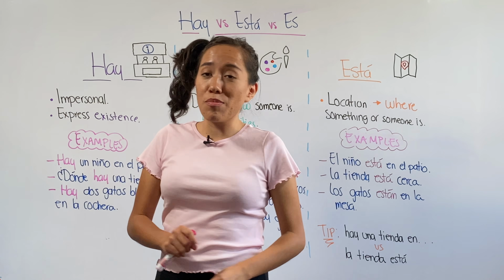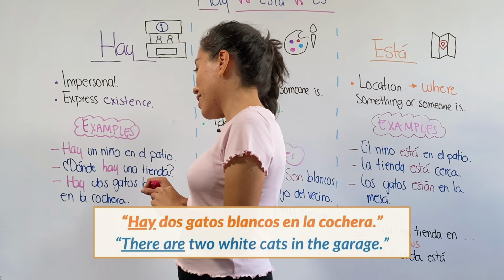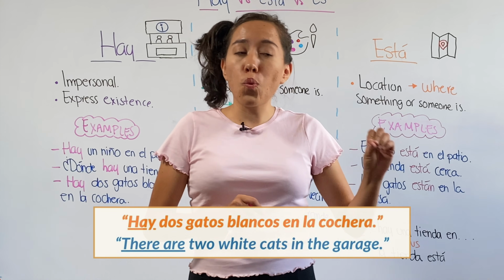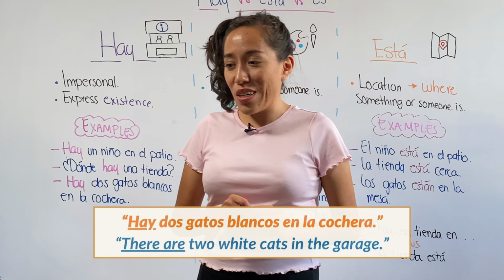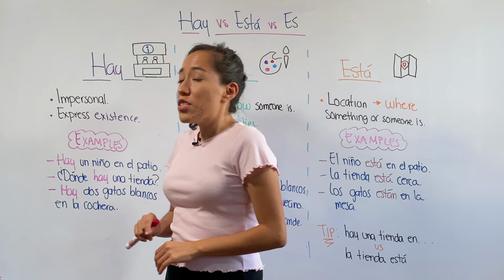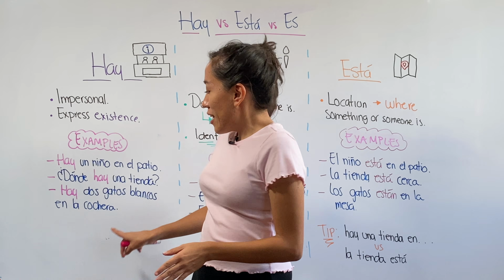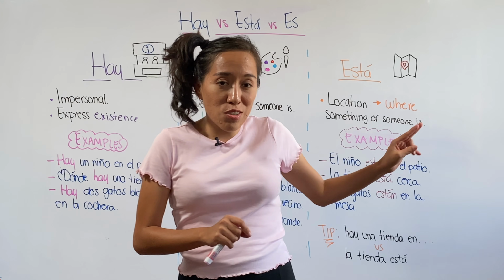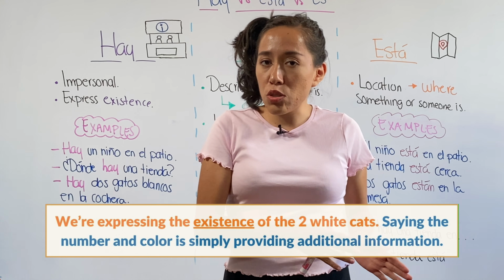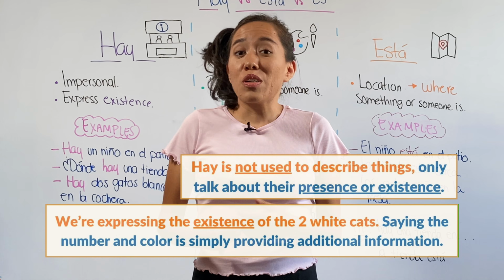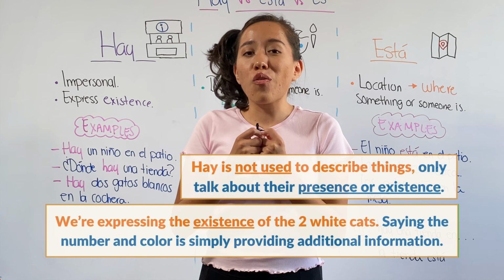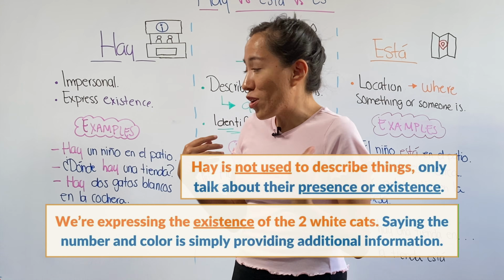The next example. Hay dos gatos blancos en la cochera. There are two white cats in the garage. What are they doing there? Can you take them out? So check that in this example, hay dos gatos blancos, we're not describing, but we're expressing the existence of those two white cats in our garage.